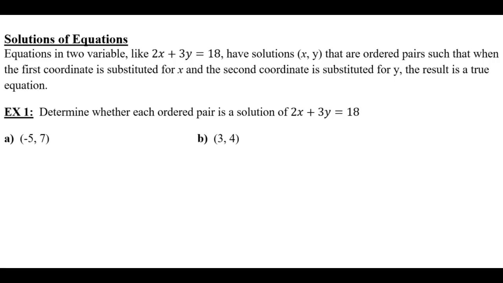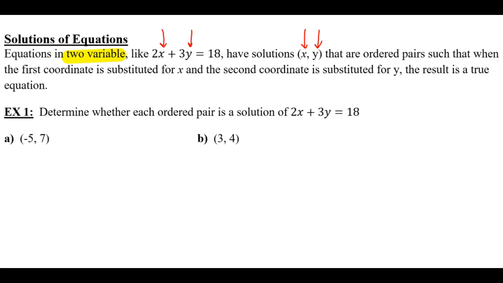Okay, so it says solutions of an equation in two variables. So real quick, what does that mean? Two variables. Two letters representing missing or unknown values. So we can see we have an x and a y. It has solutions that are ordered pairs such that when the first coordinate is substituted in for x, so we know the first coordinate's always x, and the second for y, the result is a true equation. So we need to determine if these points are a solution to that equation.